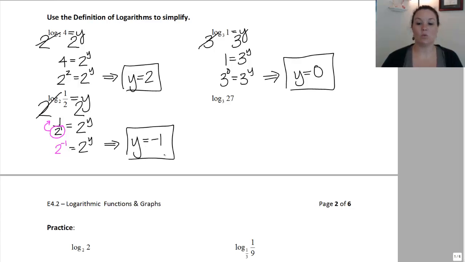Let's look at one more and then I'll have y'all try some. Here when I do log base 3 of 27, I'm just going to set it equal to y.